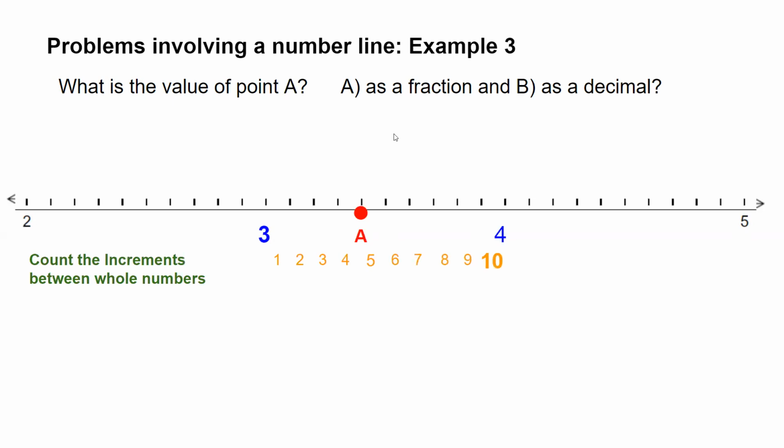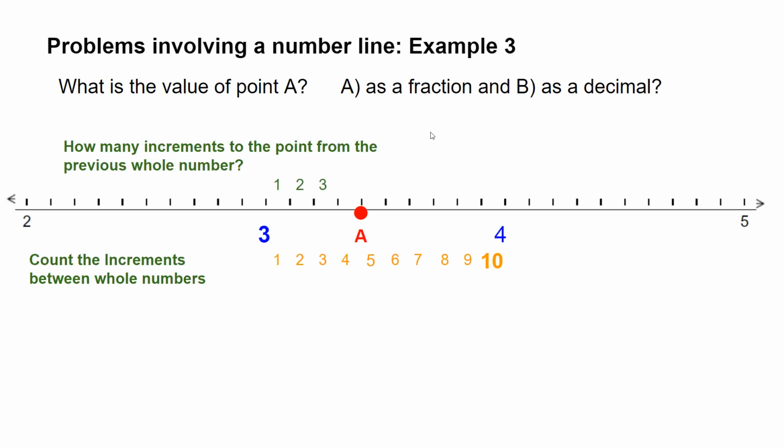And we have 10. There are 10 increments between 3 and 4, so we're counting in 1/10 this time. So we come up to our 3, and we start counting to the right. 1, 2, 3, 4. 4/10 is going to be our fraction. We have gone 4 out of 10 increments to get to A.